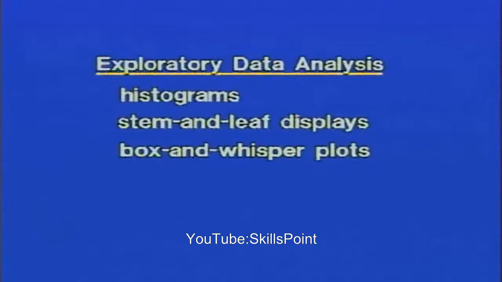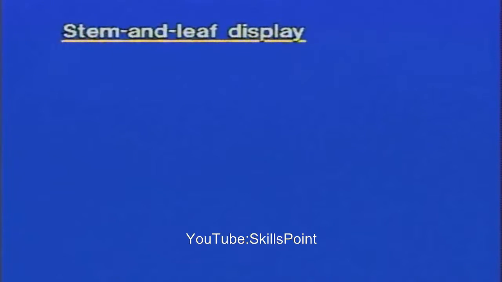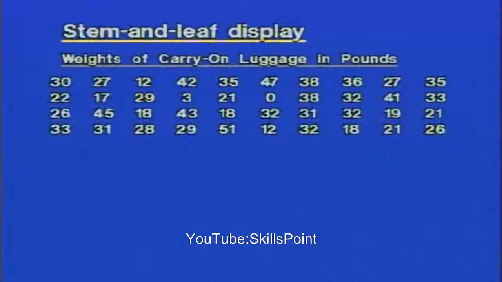Well, let's talk specifically now about stem and leaf displays, and I can best show you a stem and leaf display with an example. Let's say that we have this information. This information has to do with the weights of carry-on luggage in pounds. And just looking at the information, gee, we can't really see any trends here. It's just a whole bunch of numbers in a particular array. Well, if we rearrange the array a little bit, maybe we can see some trends.